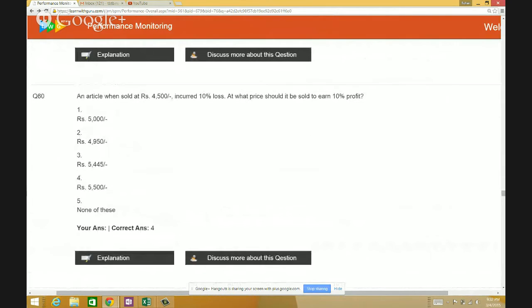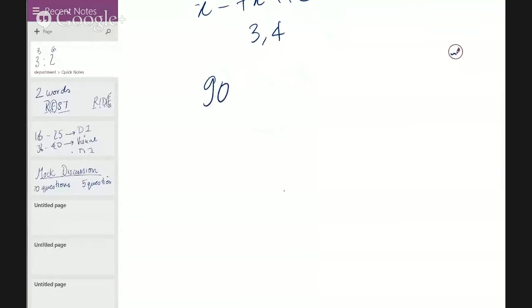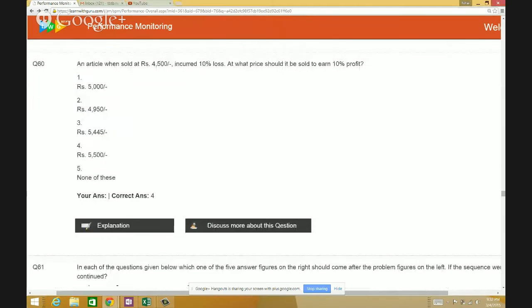Article when sold at 4,500 incurs 10% loss. What should be 10% profit? Now, what is loss, by the way? Loss is basically 90. So if 90 is 45, basically I'll take 9. 9 is much better a number than 90. 9 is 45. 11 is going to be 55. And that's the answer. So you sell it at 10% profit is going to be 5500.